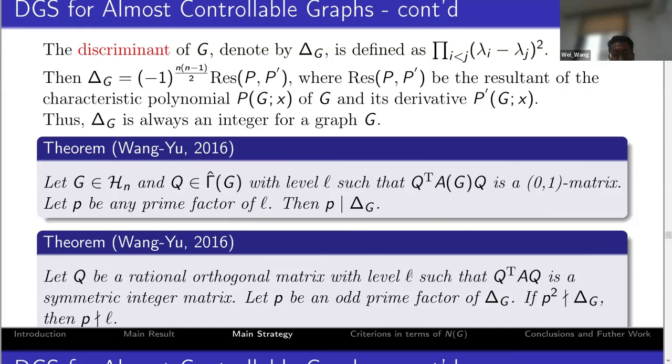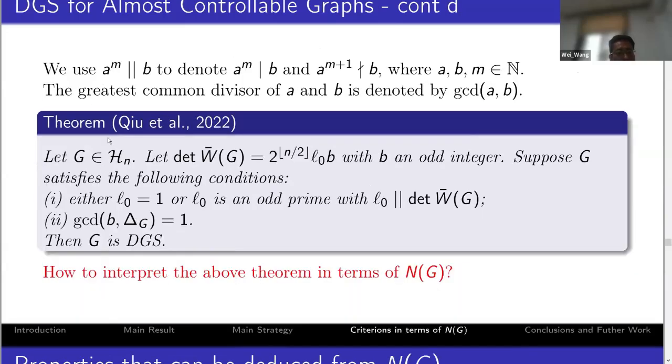So here's another theorem. Suppose Q is a rational orthogonal matrix with level L such that this is a symmetric integer matrix. Then suppose P is an odd prime factor of delta G. Then if P squared does not divide the discriminant of G, then P does not divide L. So based on this theorem, actually in 2022, they gave the following theorem.